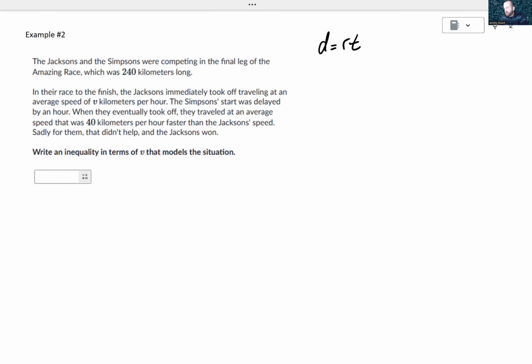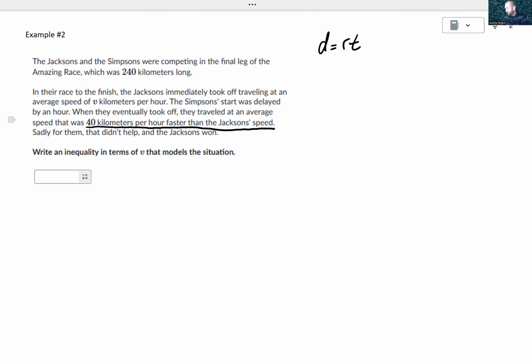So the Jacksons and the Simpsons were racing, and the race is 240 kilometers long. In their race to the finish, the Jacksons took off traveling at an average speed of v kilometers per hour. The Simpsons' start was delayed by an hour. When they eventually took off, they traveled at an average speed that was 40 kilometers per hour faster than the Jacksons' speed. Sadly for them, that didn't help and the Jacksons won. Write an inequality in terms of v that shows the situation.